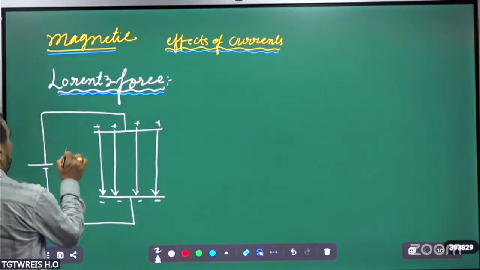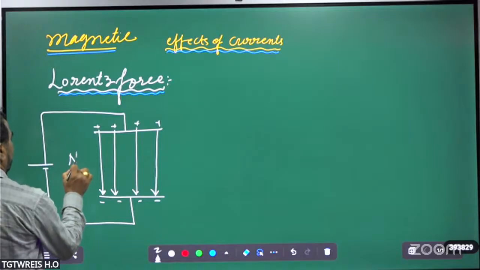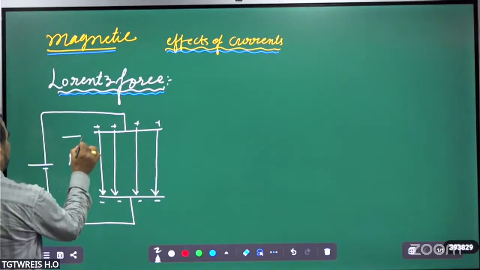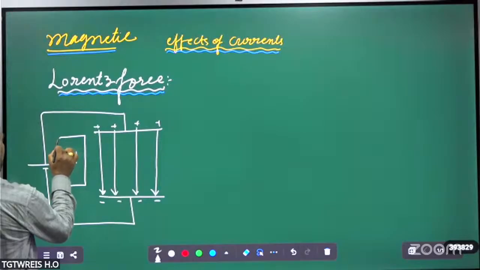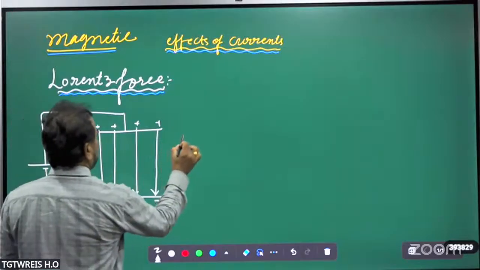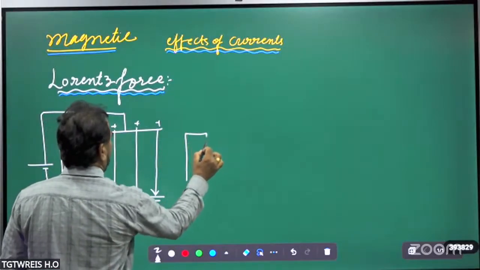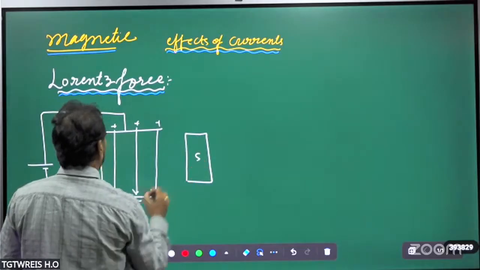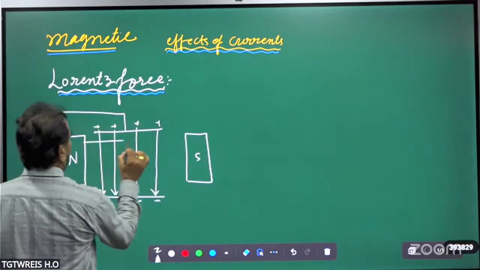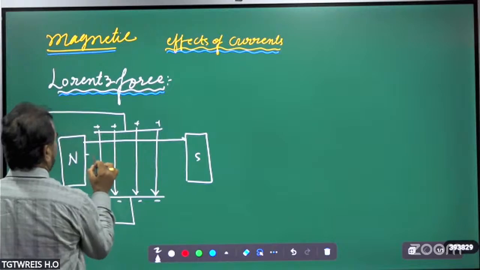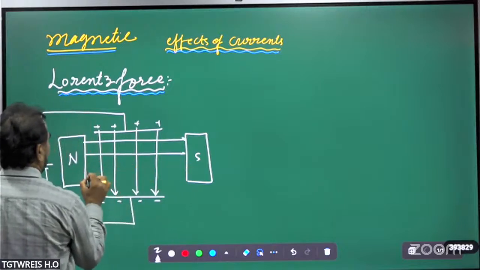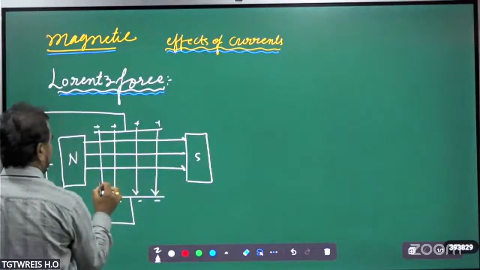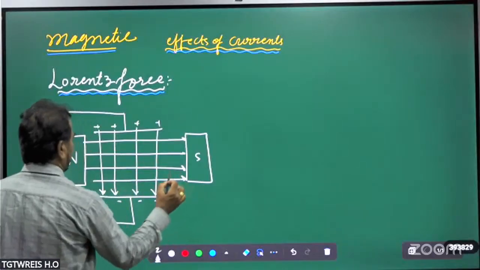Next I apply a magnetic field here. This is a magnetic field, provided across the electric field like this. The magnetic lines of force will act from north pole to south pole direction. These are the magnetic lines of force.